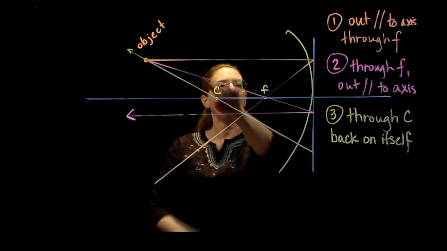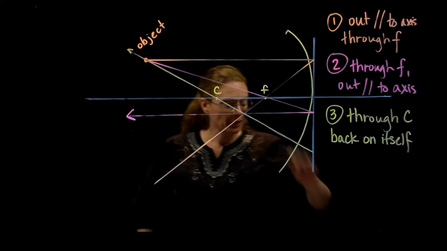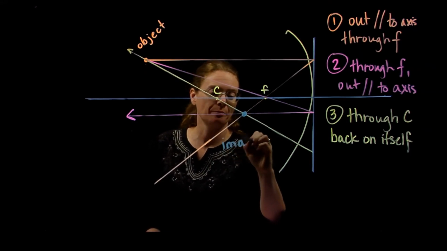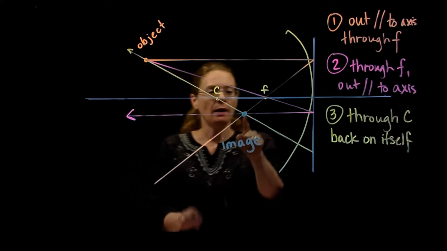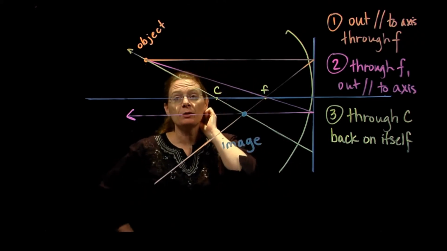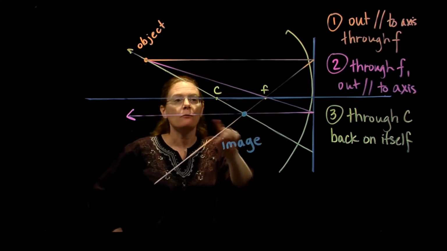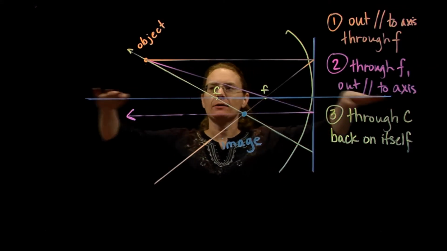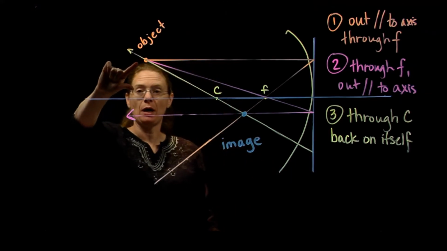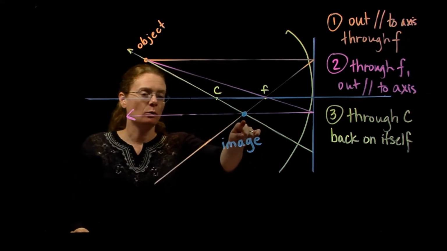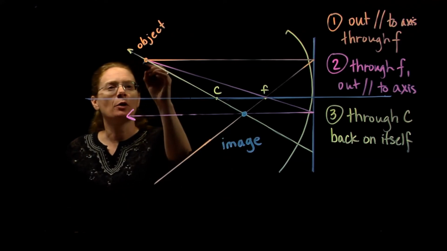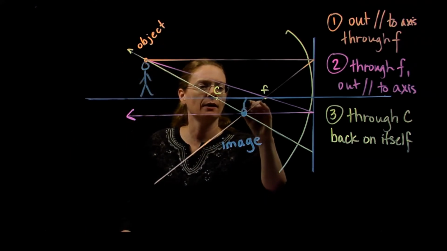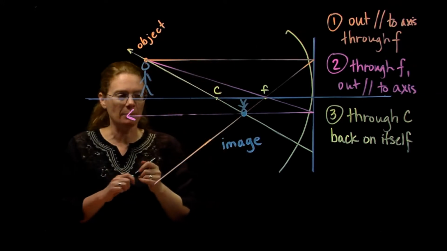And look at that. All three rays meet right here. So this point right here is where our image is formed. So the image is formed here. And now we can see a couple different things about the image from our ray diagram here. This is my horizontal axis. My object was above, my image is below. So if this was a person, for instance, then they would be looking like this. All right, so upside down.